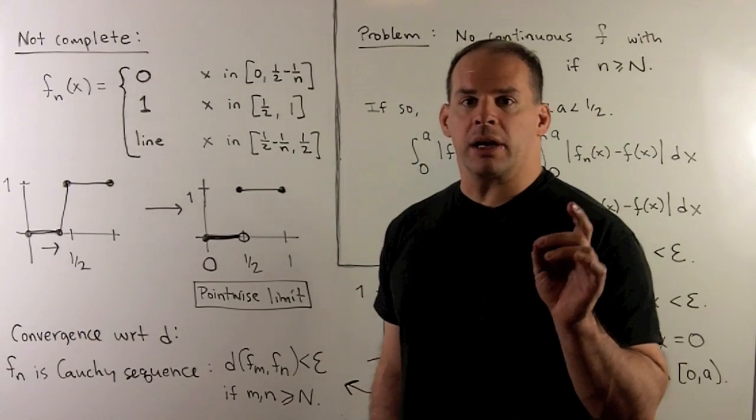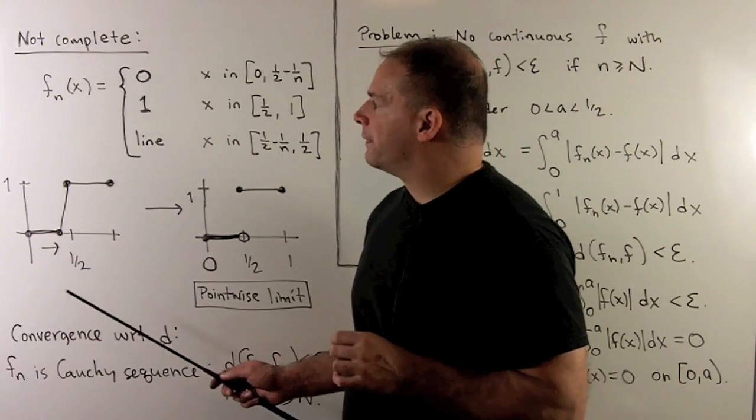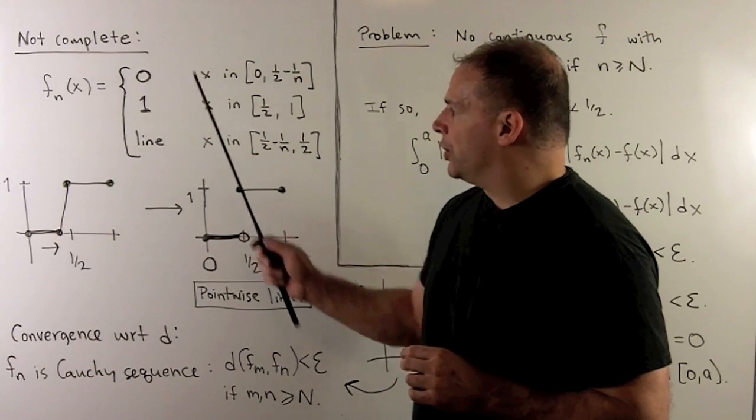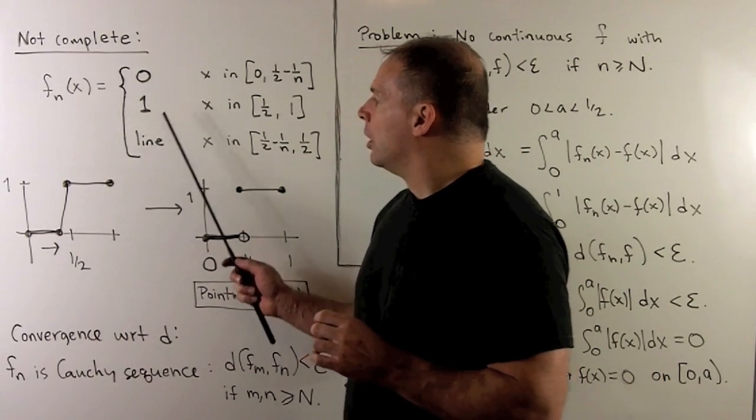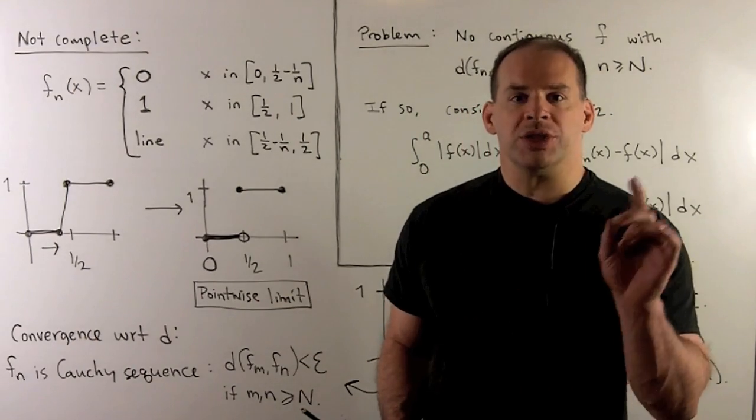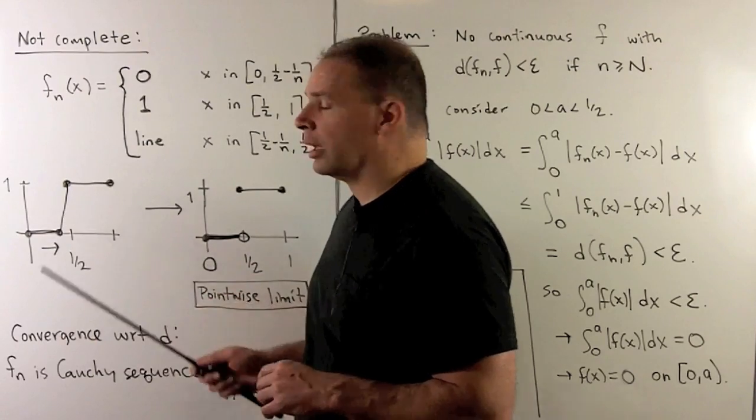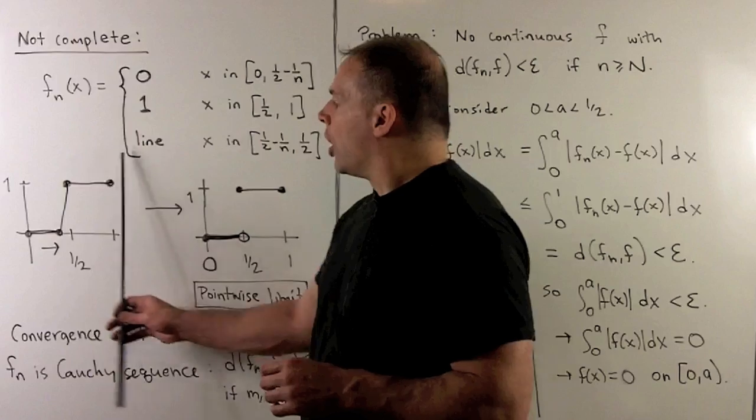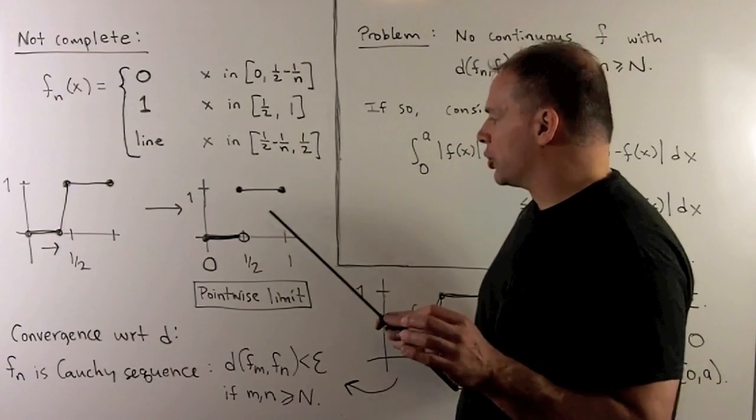To show that our space is not complete, consider the following sequence of functions. For a fixed n, I have f sub n evaluated at x given by 0 on the interval from 0 to a half minus 1 over n, 1 on the interval from 1/2 to 1. For the other points, we just connect the dots, so we'll take values on this line here. Now, as n goes off to infinity, this point goes to a half. Our line's going to get steeper and steeper, and the pointwise limit goes to this function here.